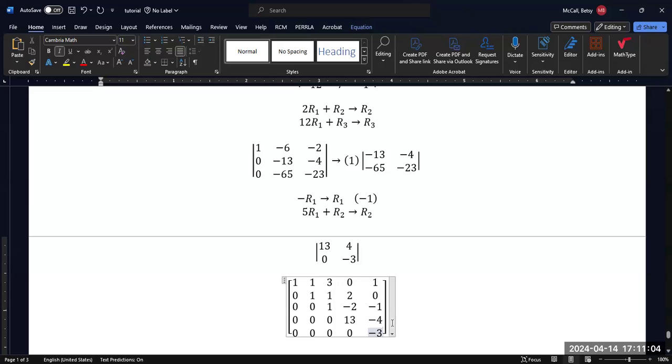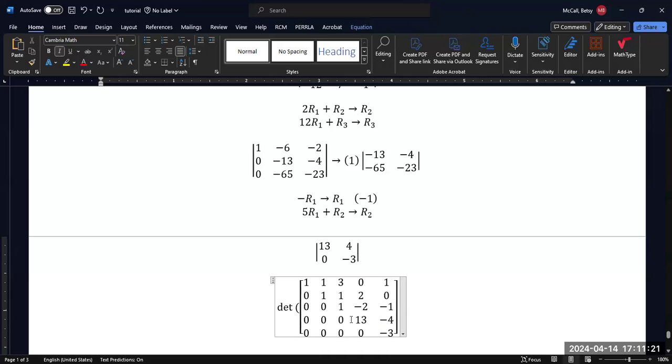And in fact, the rest of these ones up top doesn't matter, because if I'm doing my 5 by 5 determinant, when it's in triangular form, I just multiply on the diagonal. 1 times 1 times 1 times 13 times negative 3. And my determinant is going to be negative 39.